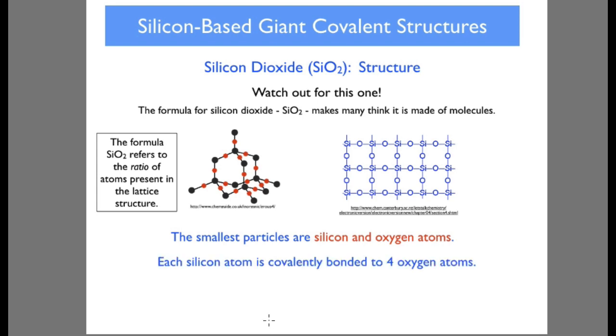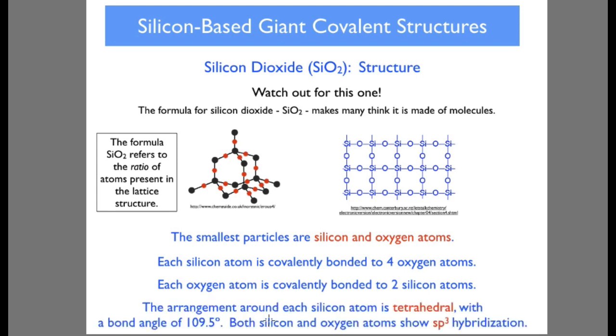Each silicon atom is covalently bonded to 4 oxygen atoms, and each oxygen atom is covalently bonded to 2 silicon atoms. The arrangement around each silicon atom is tetrahedral, with a bond angle, that's right, 109.5, and both silicon and oxygen atoms show sp3 hybridization.